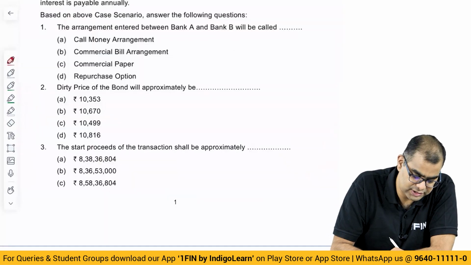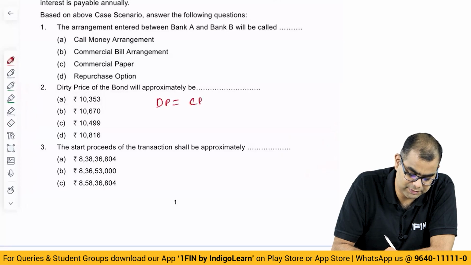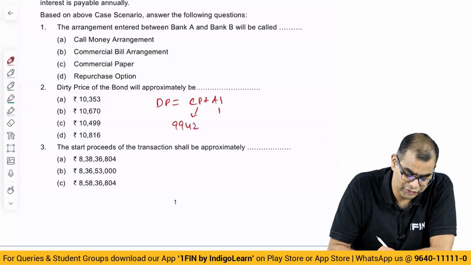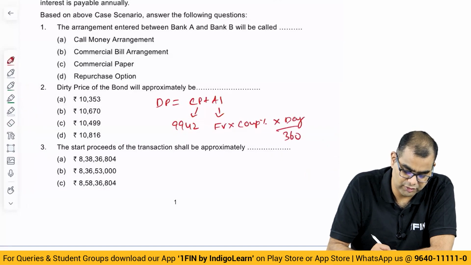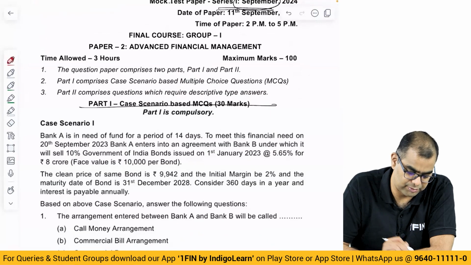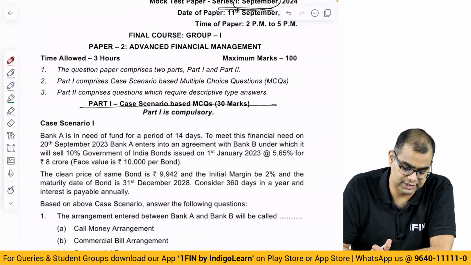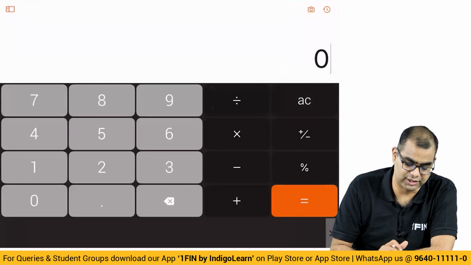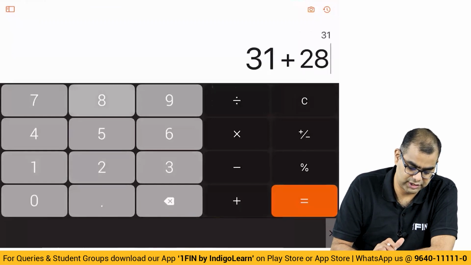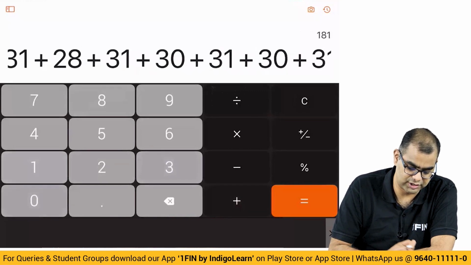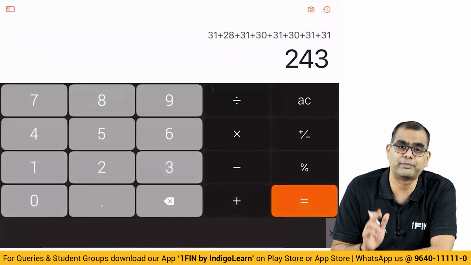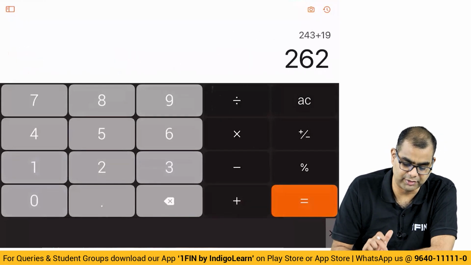Okay, so what is the dirty price? Dirty price is equal to clean price plus accrued interest. Clean price is 9942. Accrued interest is face value into coupon percentage into days by 360. What are the days here? Till 20th of September, how many days are there? The issue date is 1st Jan. So 31 plus 28 plus 31 for March, plus April 30, plus May 31, plus June 30, plus July 31, plus August 31, is 243, plus 19 days of September makes it 262.